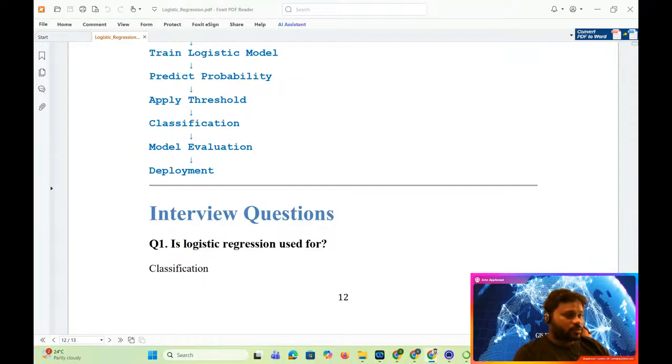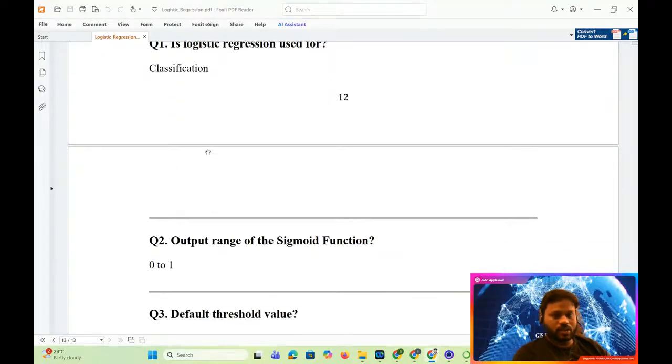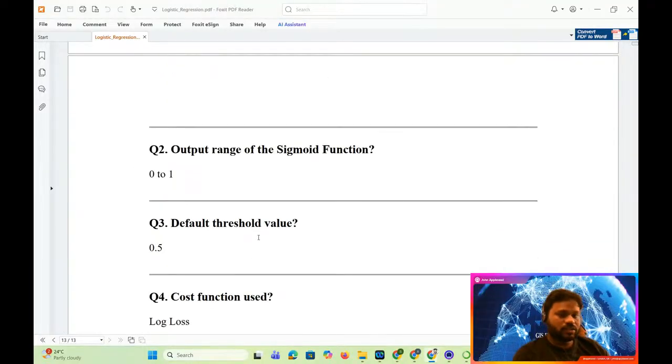So the interview questions asked in this are as follows. The first: is logistic regression used for classification? Whatever the name, it is used for classification. The output range of the sigmoid function is 0 to 1. What is the default threshold value you will check? 0.5. Above 0.5 it is a true value, below it is the false value.